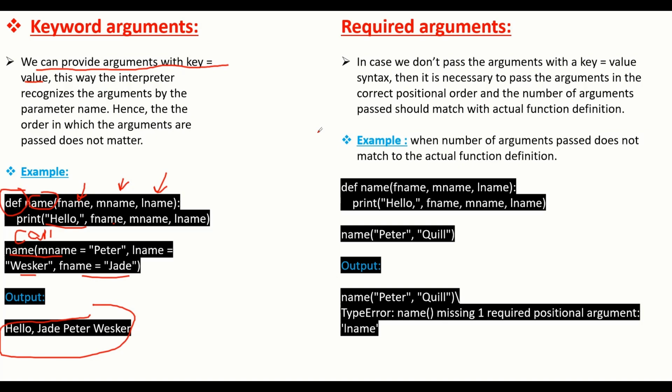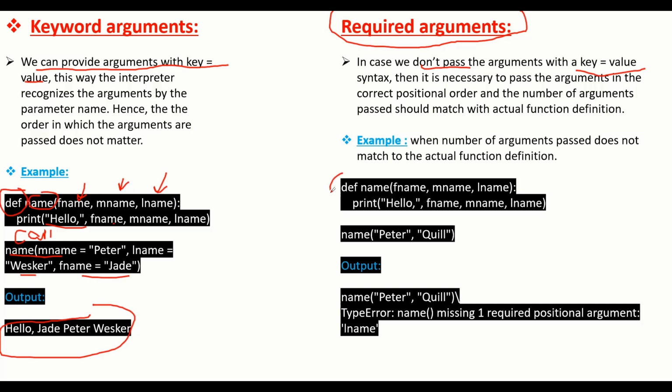Now next argument which is required argument. In case we don't pass the arguments with a key equal to value pairs, then it is necessary to pass the arguments in the correct positional order and the number of arguments passed should match with actual function definition. For example, when number of arguments passed does not match to the actual function definition.